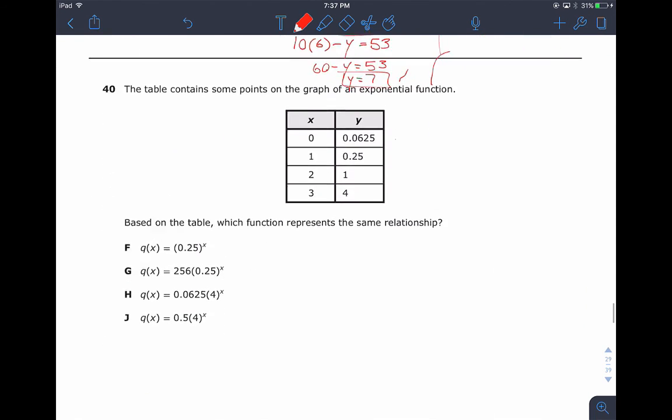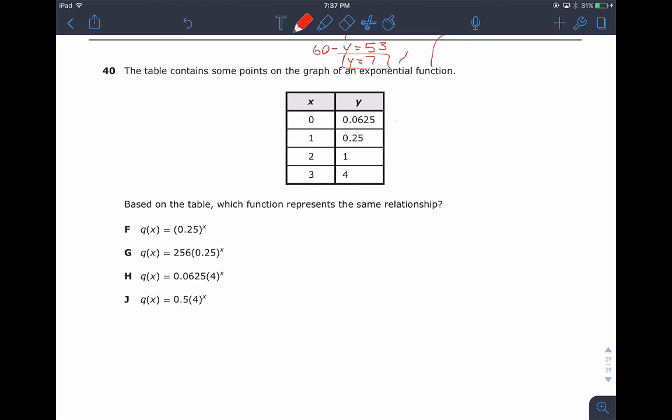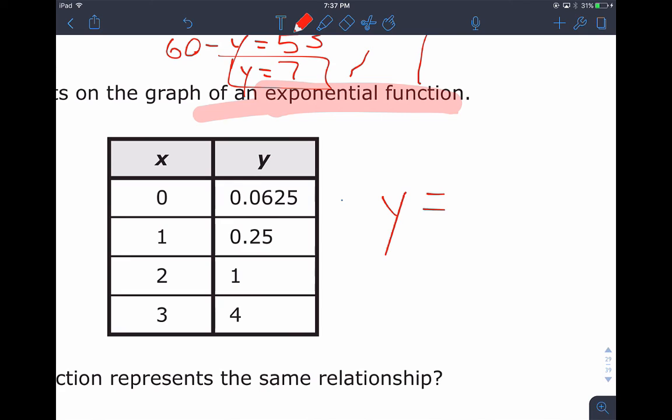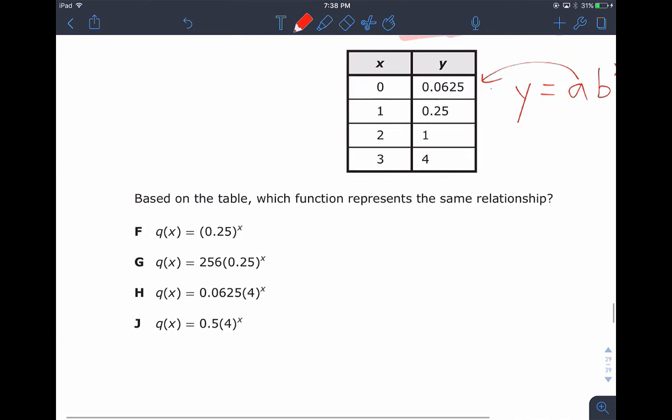Good news is number 40 is not too bad here. The table contains some points on the graph of an exponential function. They even gifted us that it was exponential. So it's going to look like this right here: y equals some value times your growth or decay factor, and then raised to x. Okay, a is always your starting amount, or what's going on at 0. It's kind of like your y-intercept. That should narrow down your answers right away. That's definitely going to have to be h.